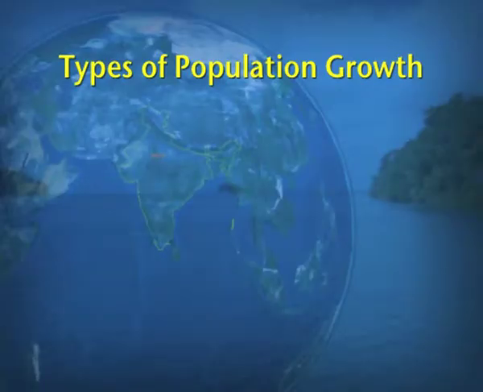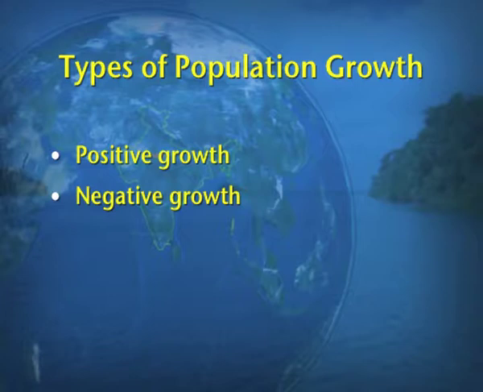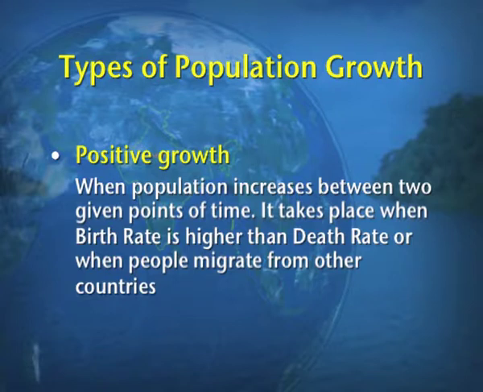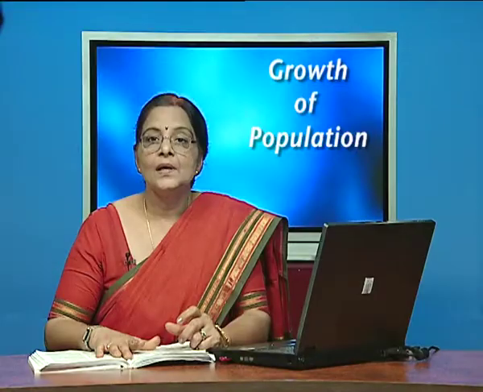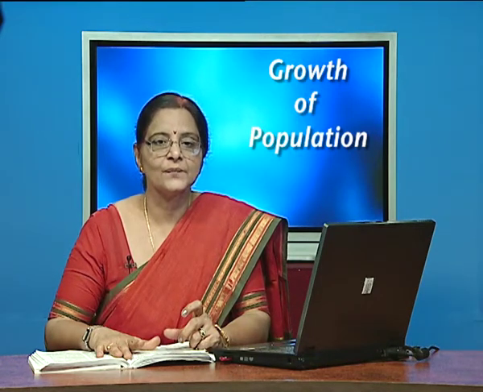Now, what are the different types of population growth? We discussed that population growth is of two types. One can be positive growth, another can be negative growth. Now, what is the growth of population when we say it is a positive growth? Positive means when the population increases between two given points of time, it will be known as the positive growth of population. Now, the question is, under which circumstances does the population increase?